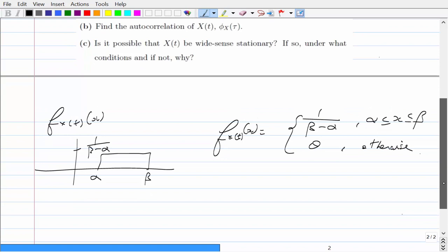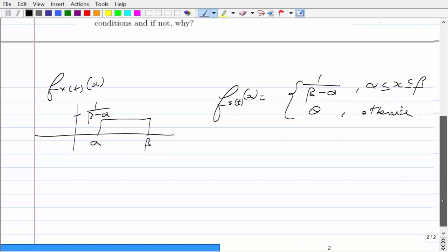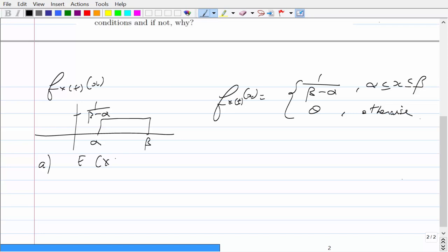Okay, so that would be the probability distribution function for a random variable that is uniform. That's just a little precursor there. The next thing is we have to determine what the mean is. How do we calculate this? It's basically the integral over all possible values of your PDF.